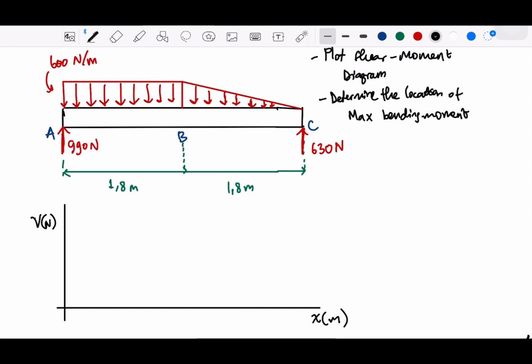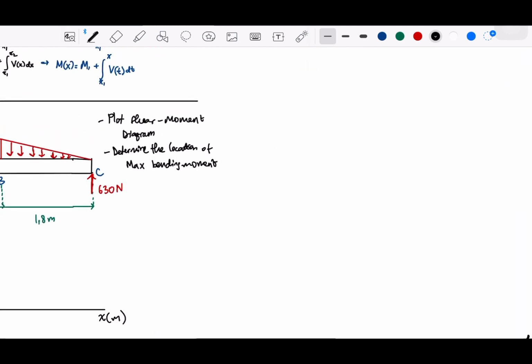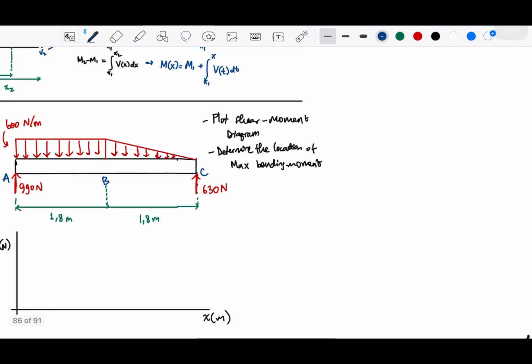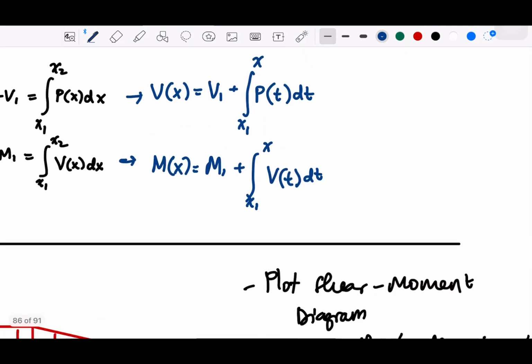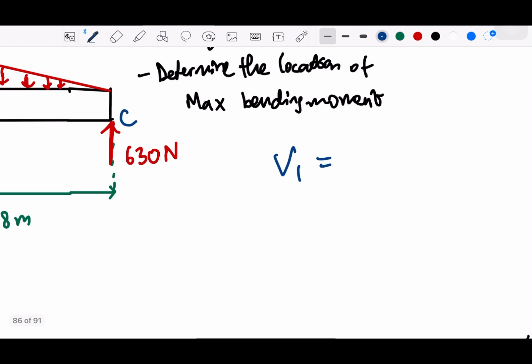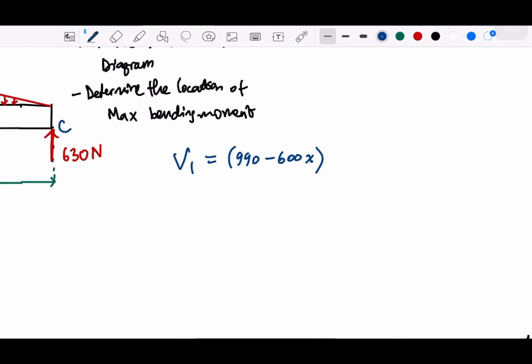Let me check first whether we have any other information. Okay, I think we can also write some notes about this information as the free one. If we take this integration here, the free one is basically 990 minus 600x, where we take variable x. This is for x between 0 and 1.8 meter.